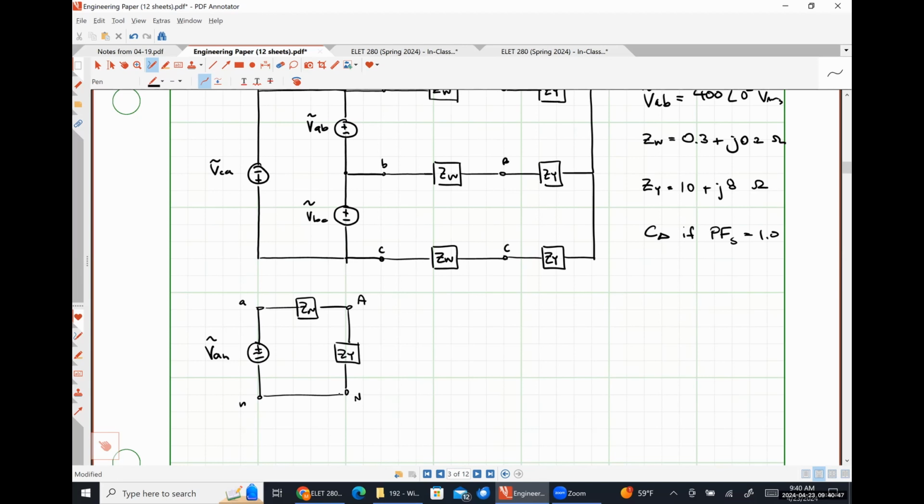I would argue that if we can find the complex power supplied by this voltage source VAN, that would be the same thing as the complex power absorbed by the A phase of the transmission line network and the load together. So how might we go about doing that? This is a single phase equivalent circuit, so this is literally what we were doing on the last test.